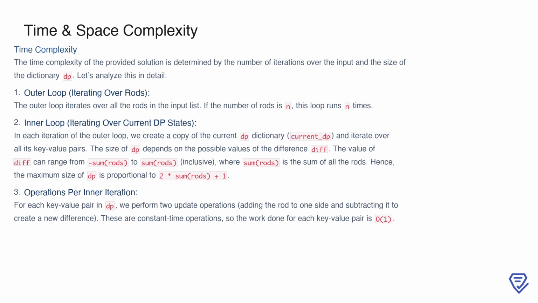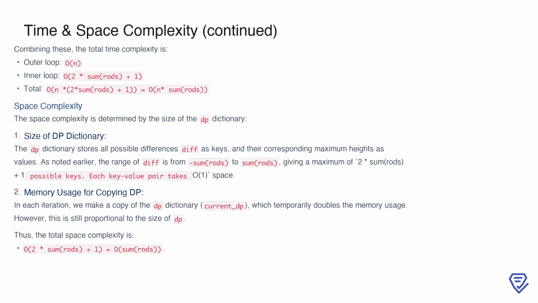For each key value pair in dp, we perform 2 constant time update operations, one for adding the rod to one side and another for subtracting it to form a new difference. These updates take constant time, meaning the work per key value pair is O(1). Now, combining all these factors, the total time complexity arises as follows. The outer loop contributes O(n), while the inner loop iterates over all keys in dp, which can be O(2 times sum of rods plus 1). Multiplying these gives the total time complexity as O(n times (2 times sum of rods plus 1)), which simplifies to O(n times sum of rods).